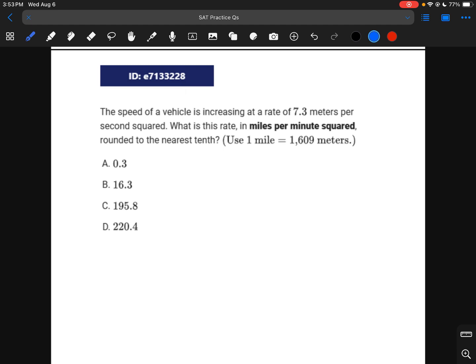And College Board loves to ask word problems. And they also usually do some type of conversion factor. And so this is how you would do questions like this. So first, read the question carefully. A vehicle is going 7.3 meters per, so we do divide by something, some ratio, per second squared. And this is in meters. What is this rate in miles per minute squared?